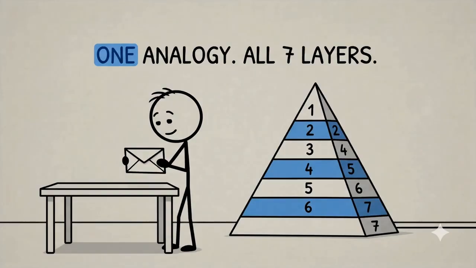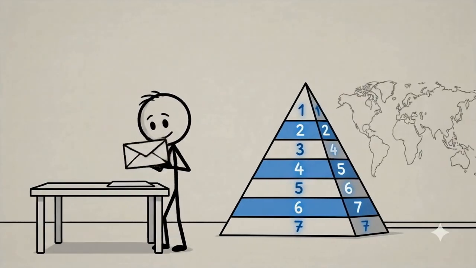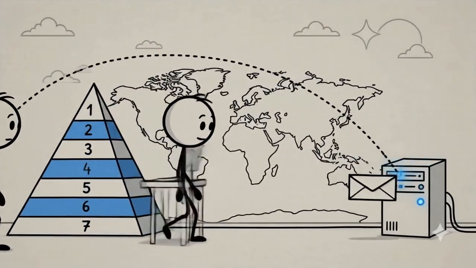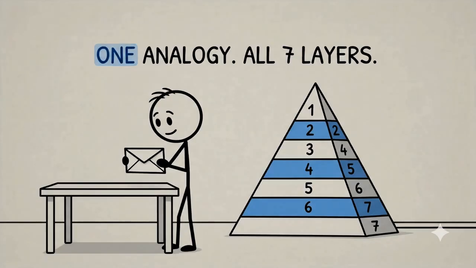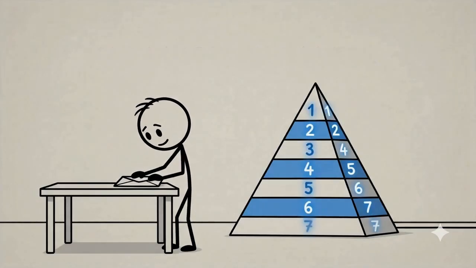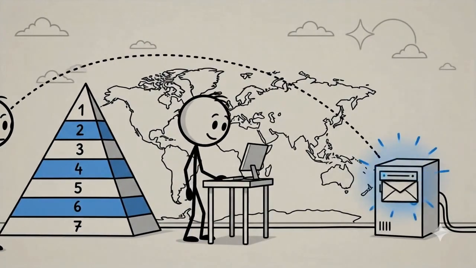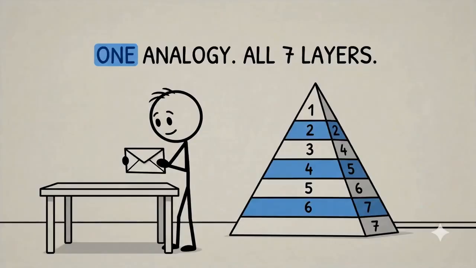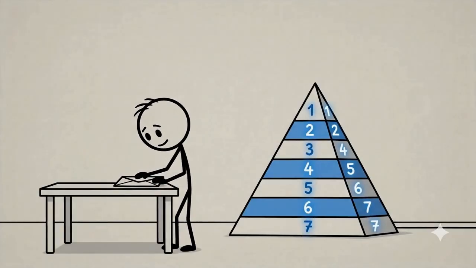The OSI model is a 7-layer framework describing how data moves from your laptop across cables and wireless signals to a server on the other side of the planet, and back. It's conceptual, not literal, which is exactly why beginners struggle with it. Cisco loves it on the 200-301 because once you understand the layers, you understand where every protocol, every error, and every troubleshooting command actually lives.